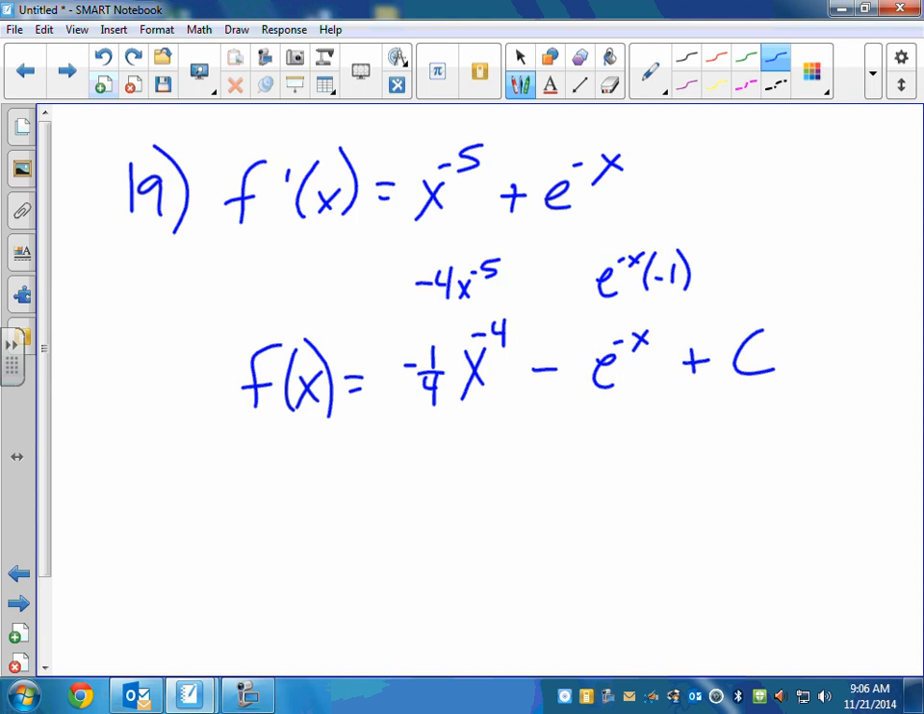And the only other thing I can make you do on that is if I gave you a point, like number 23, if they say find the function that goes through this point, then you just plug in x and y and you solve for c. Hopefully those will be the nice questions on your test, right?